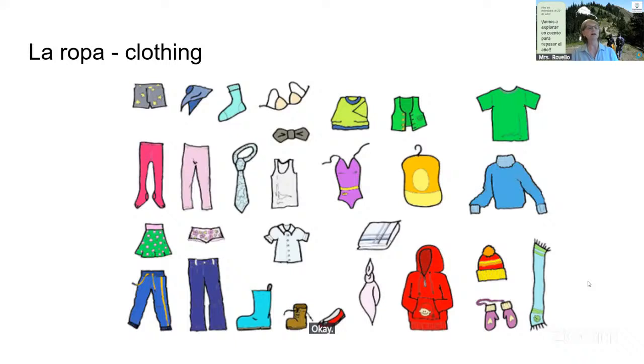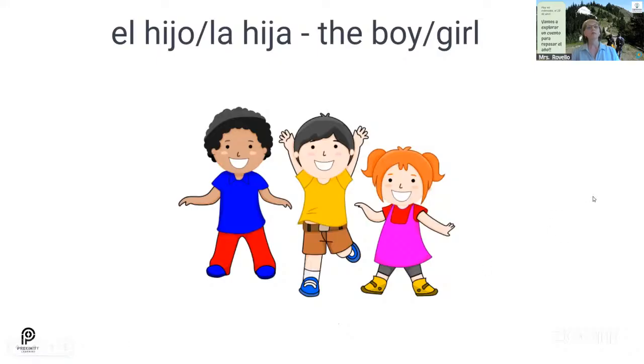Okay, remember this one? La ropa, clothing. Okay, el hijo, la hija, a boy or a girl. Now remember, H's are silent, and it's the J that makes the H sound, right? So hijo, hijo. Alrighty, un poco, a little bit.